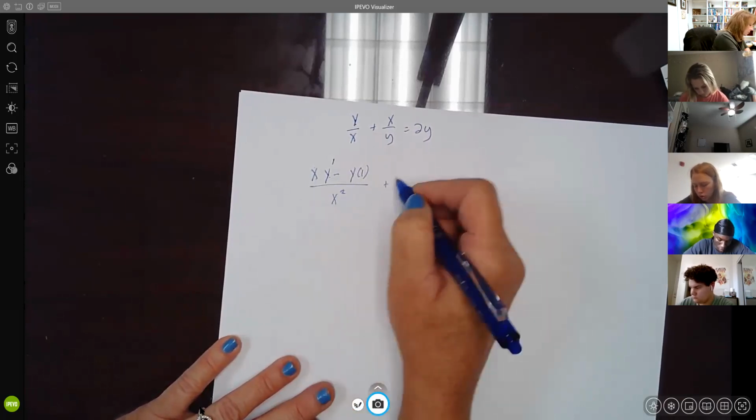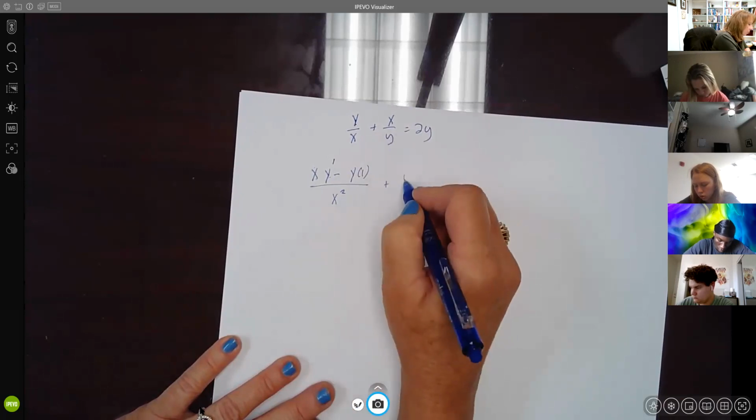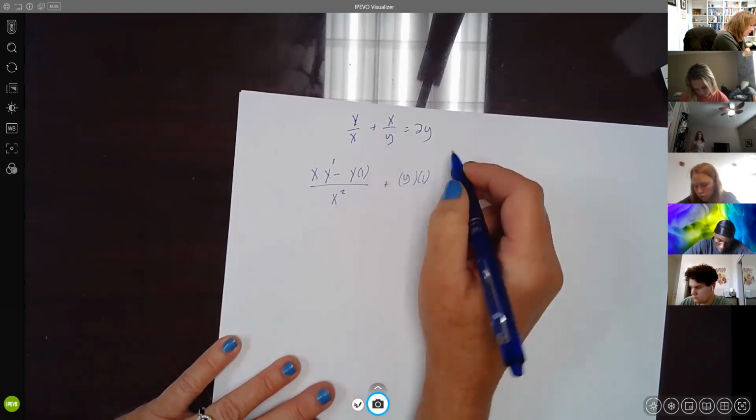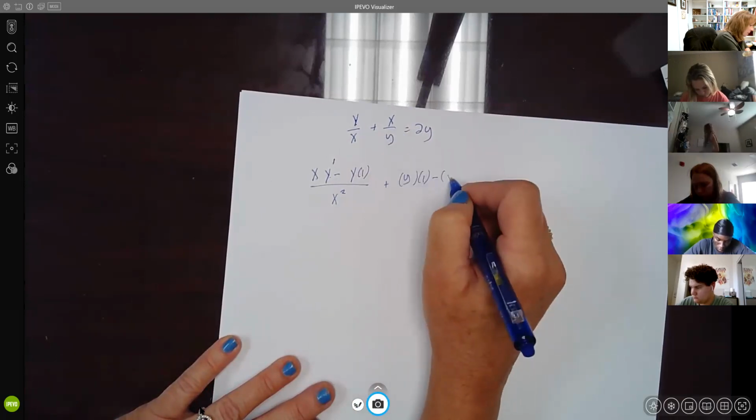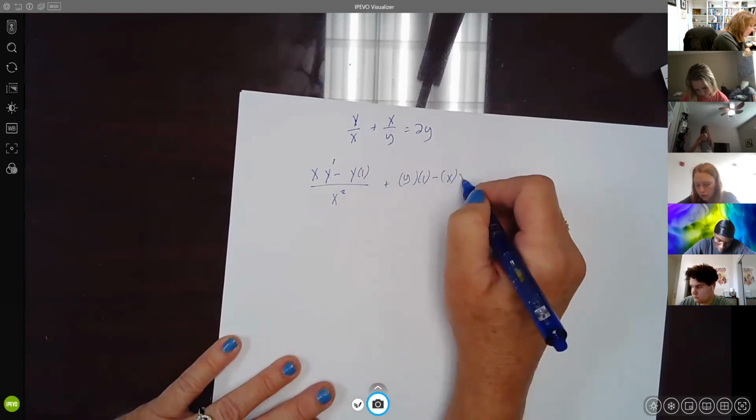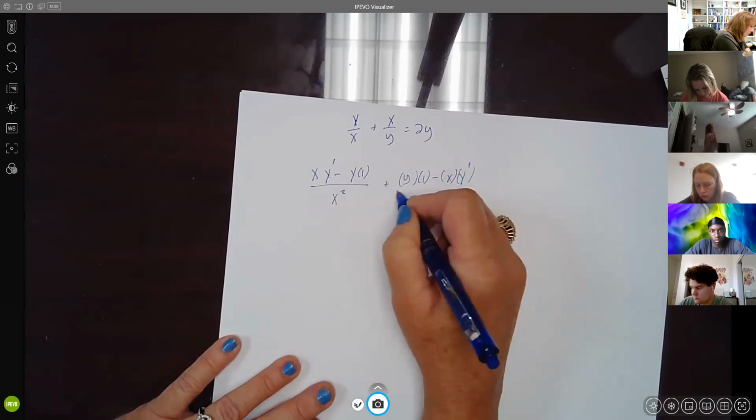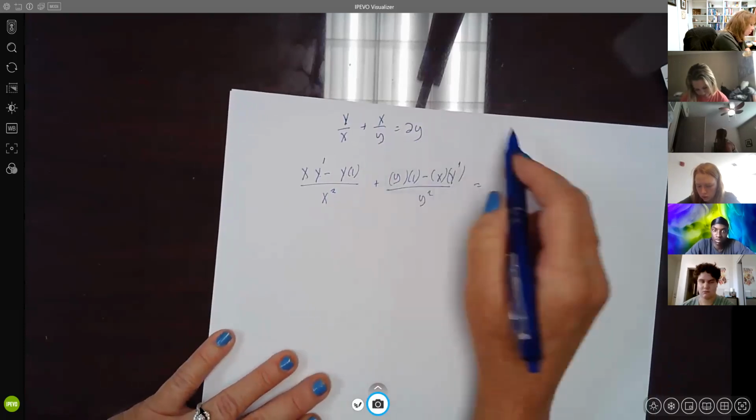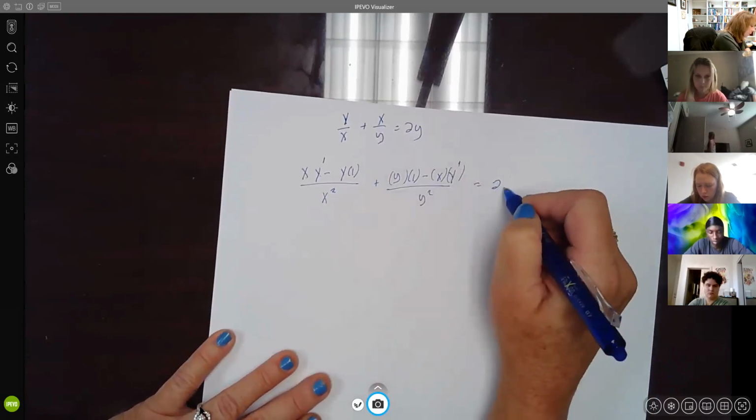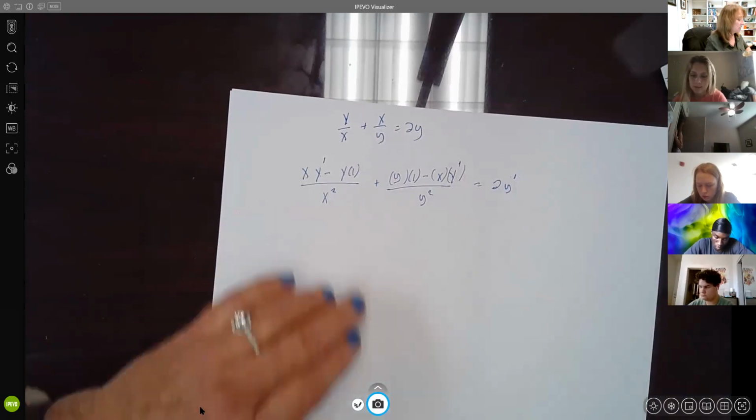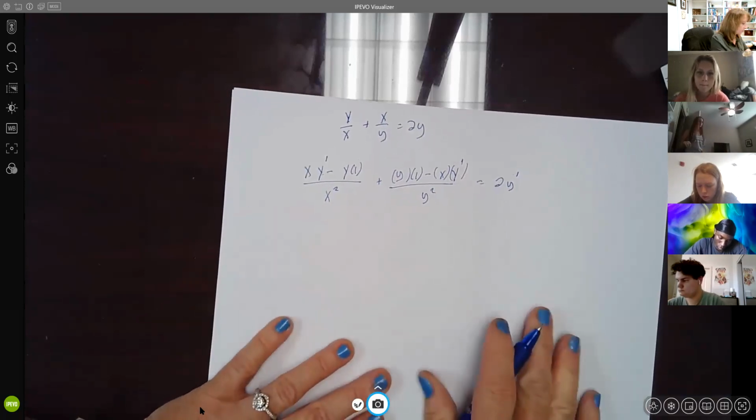Now repeat the process here. d, which is y, times n prime, well, that's just 1, minus n, the numerator x, times d prime, that's y prime, all over y squared equals 2y, that's 2 times y prime. It just makes it easier when you're dealing with fractions to split it up that way.